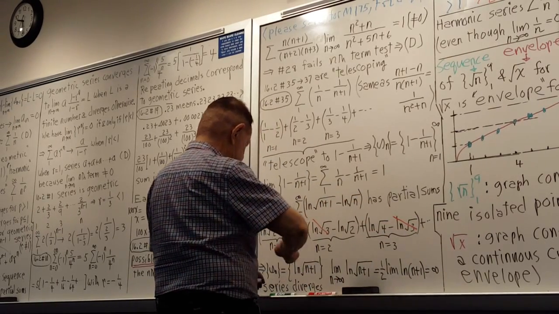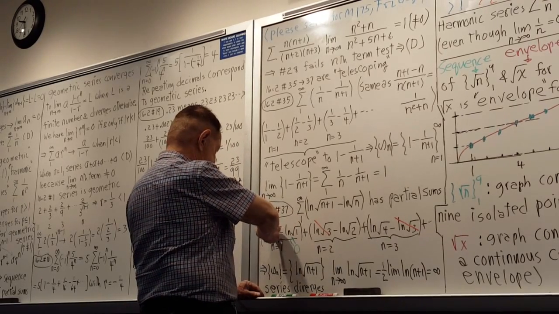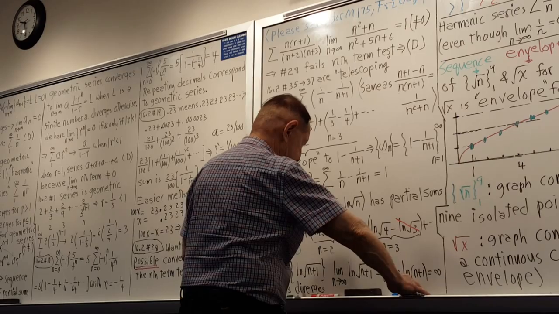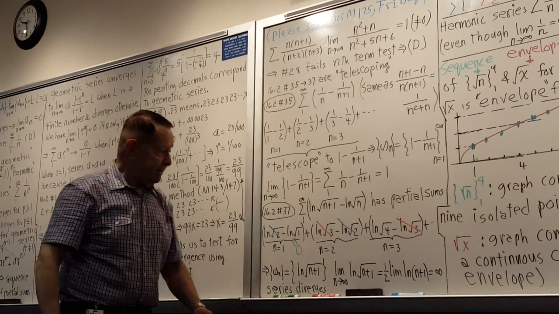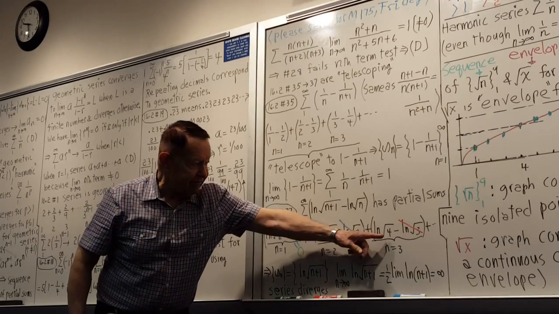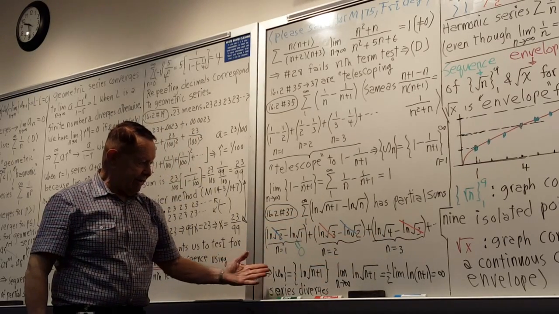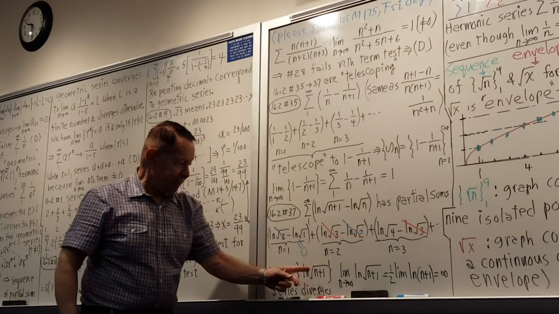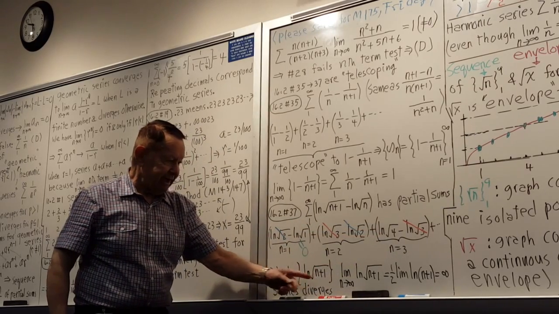And back here, you've done that one. So, for example, when n is 3, all that's really left is log the square root 4. And if you carry that idea forward, for n, what's left is log square root n plus 1.